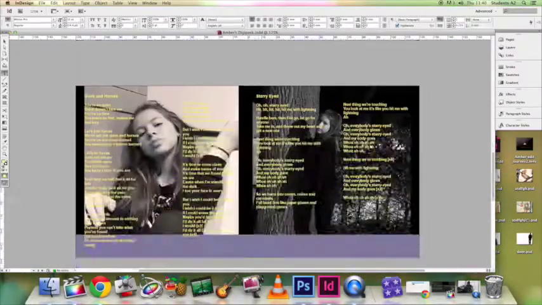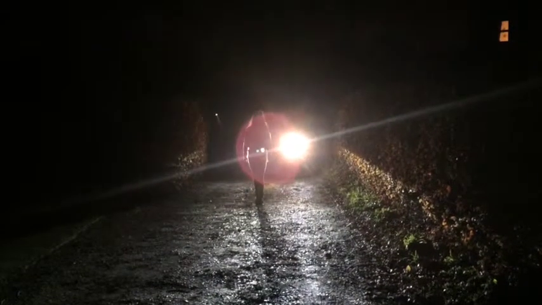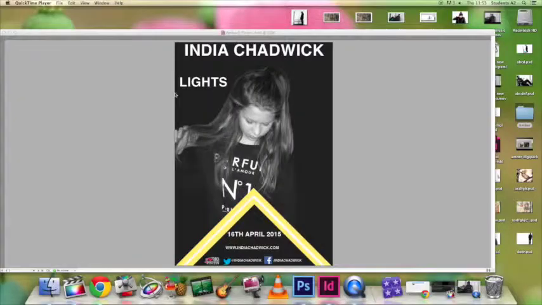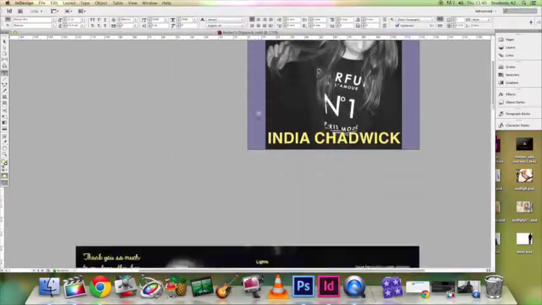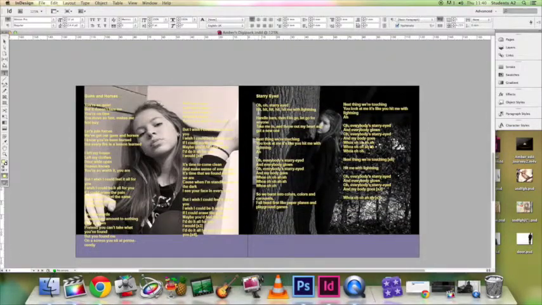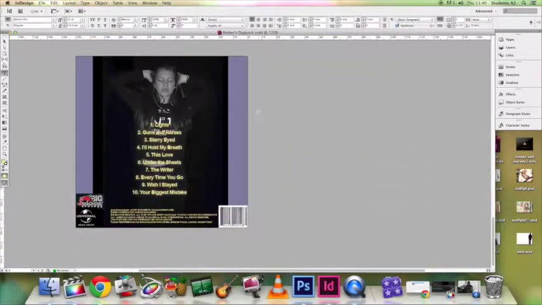The theme of lights is a consistent theme throughout my music video, poster and digipack. In my video, I use lots of different shots of lights that I found during my day-to-day life. This ranged from a big open fire to fairy lights. In my poster, the triangle at the bottom is a bright yellow colour with a glow effect on it, so it almost looks like a light. And on my digipack, the album name Lights is written in the same colour with the glow effect.